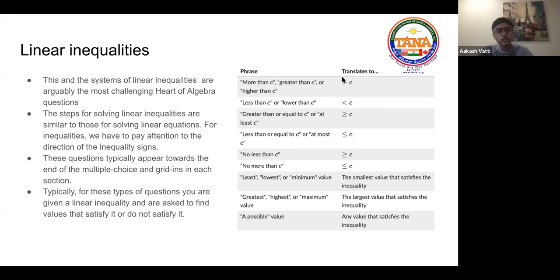For these types of questions, you're given a linear inequality and asked to find values that satisfy it or don't satisfy it. For word problems, there are phrases which can equal different things in our equation. I'll give you guys a minute to just look at them.